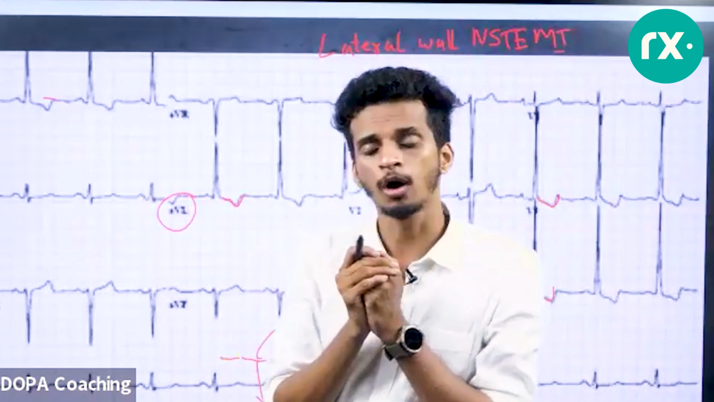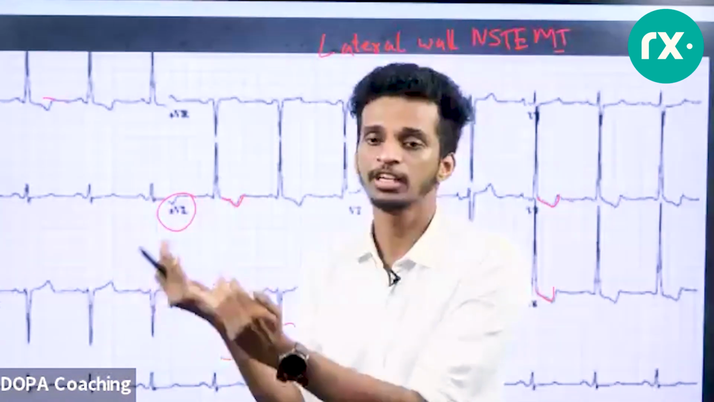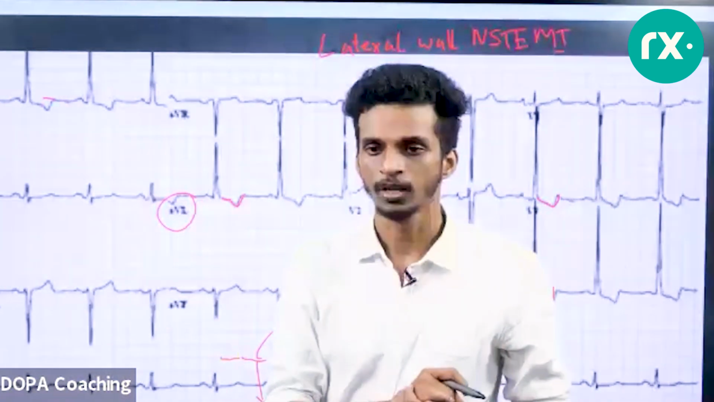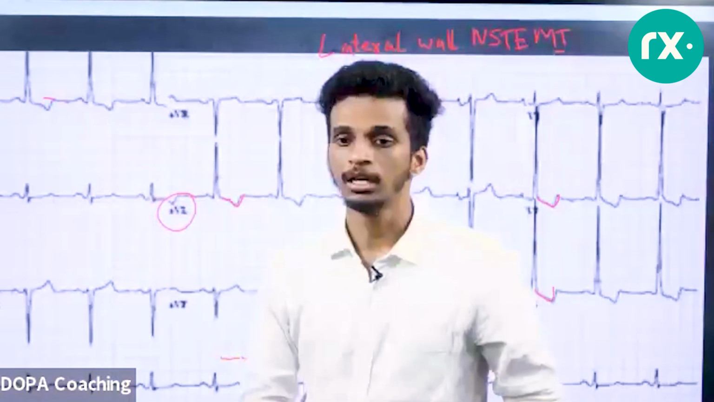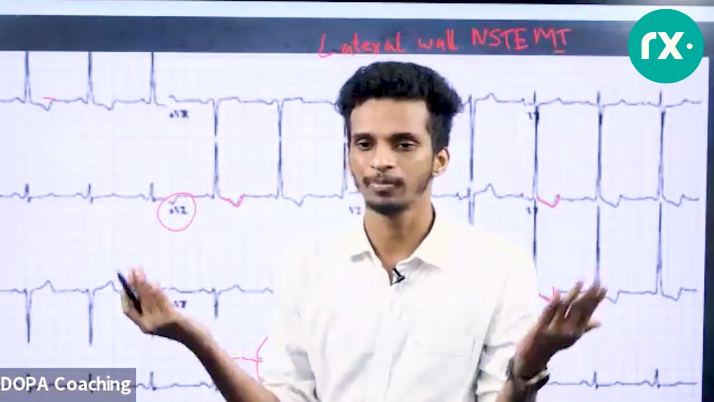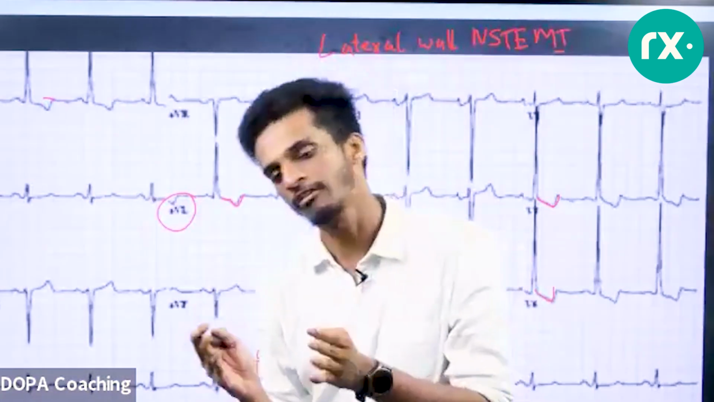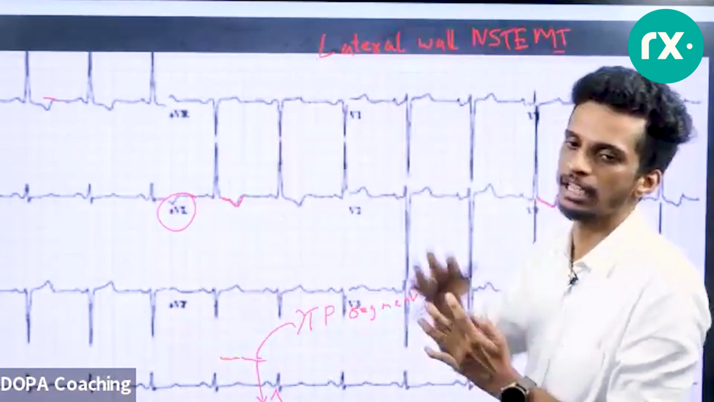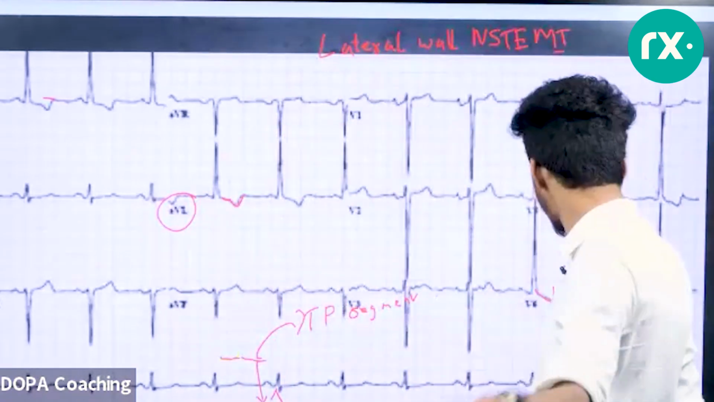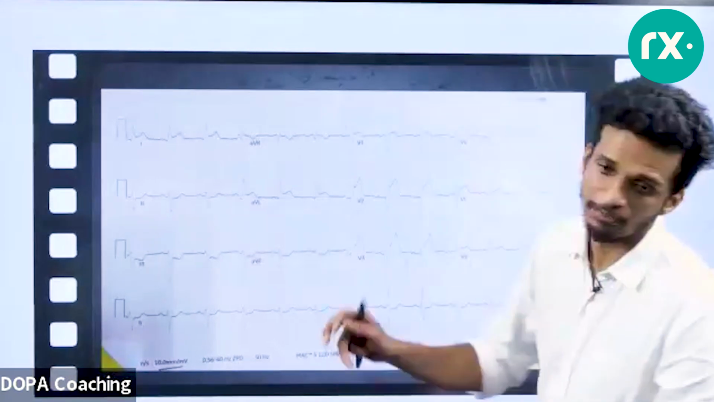So that's how we comment on ST elevation and ST depression in an ECG. We just compare it with the TP segment. That's the thing I used to do, and I find it very useful: just compare the ST segment with the TP segment. Is it clear? Okay. So that was the lateral STEMI.